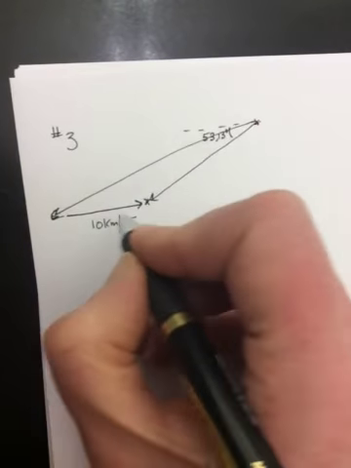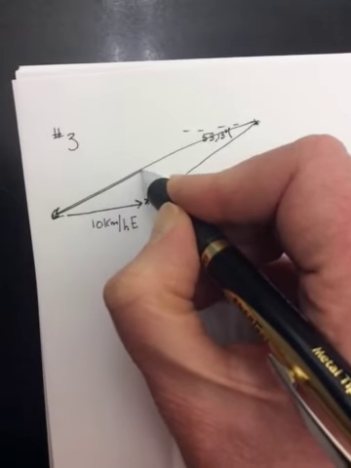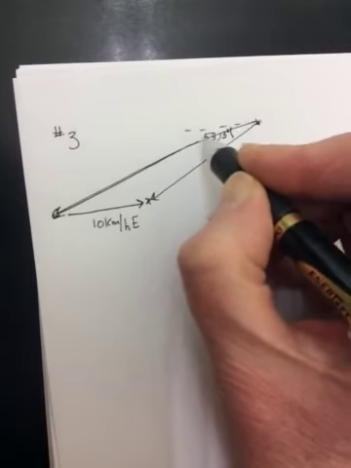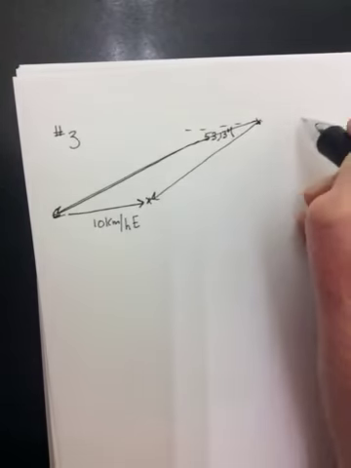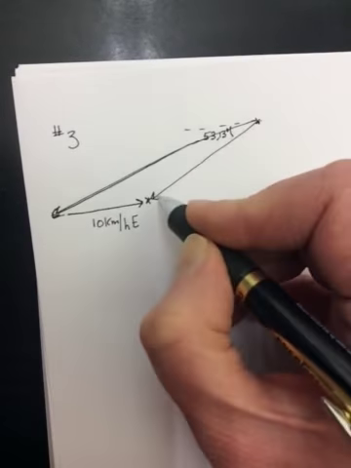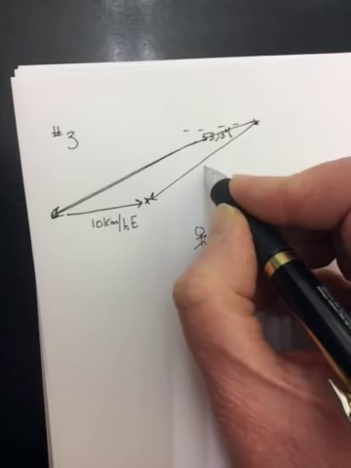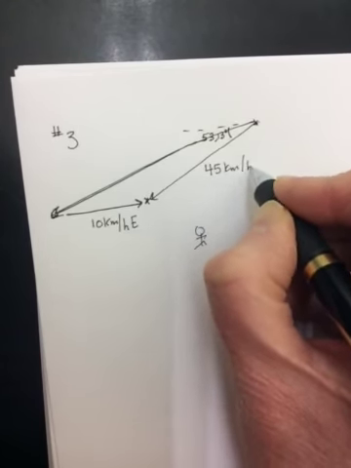So this is what the river's doing, this 10. This long one is what the motorist is doing with respect to the river. And the short one is the resultant. If you're standing on the patio of the restaurant, you see the resultant. So this side is the 45 kilometers per hour.